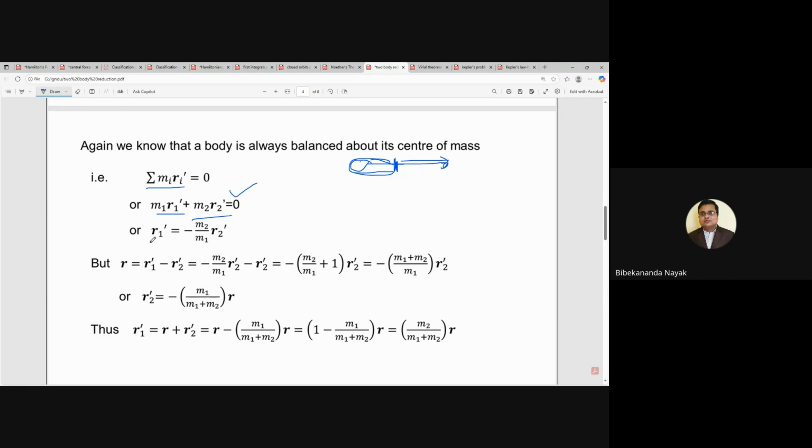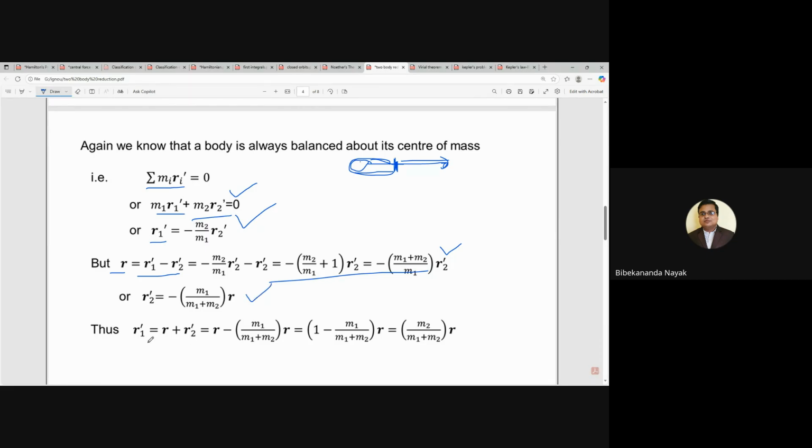From this you can calculate r1 prime equals minus m2 by m1 times r2 prime. Now what is r? Then r will be the difference between these two, r1 prime minus r2 prime, which I can write like this. There is a simple formula, so r2 prime is related with r like this.